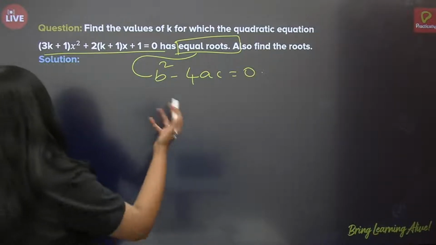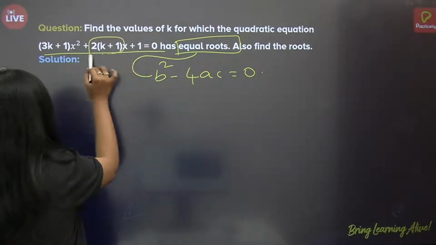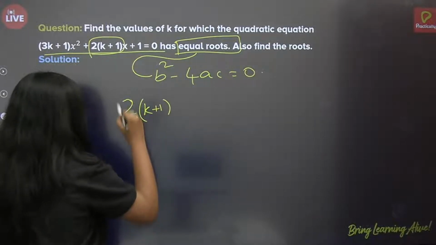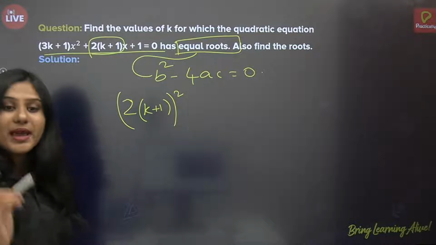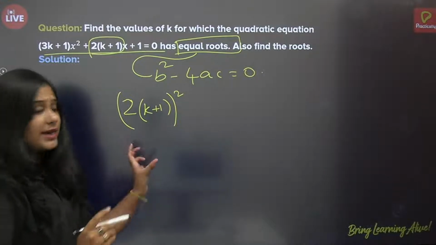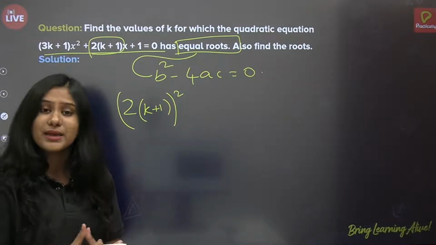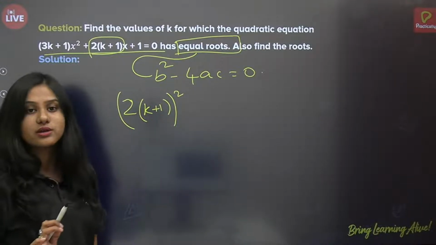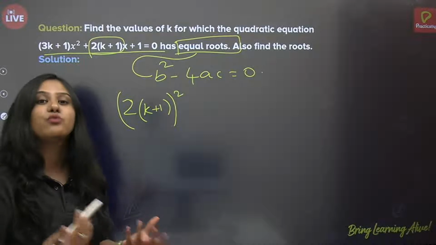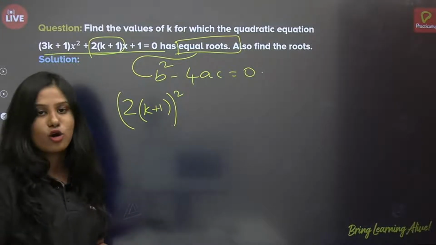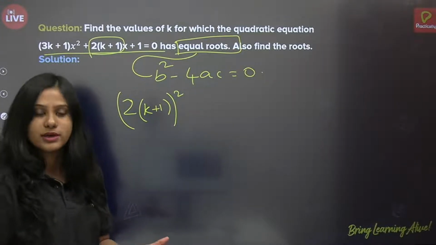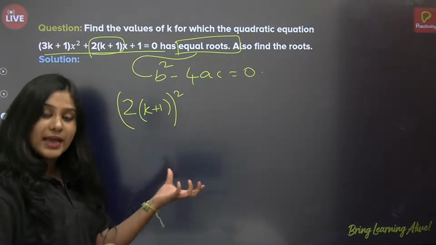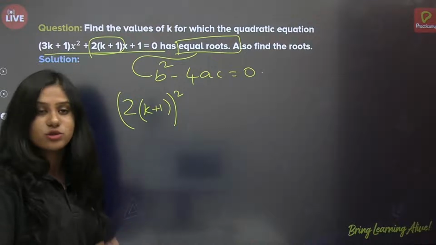Correct? So, what is b here? 2 of k plus 1. So 2 of k plus 1 whole square. So make sure you do it correctly. The mistake commonly made by students is they'll take 2 and they'll take k plus 1 whole square. This 2 square they won't do, and you will end up with a wrong solution, wrong answer. Correct? You lose marks eventually.